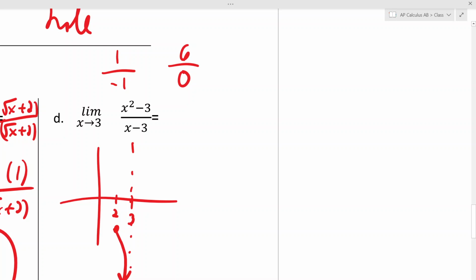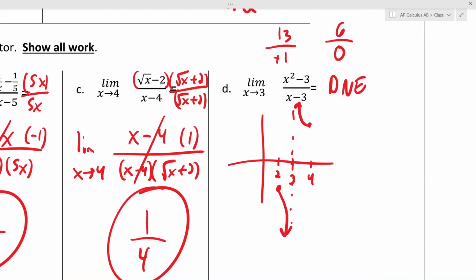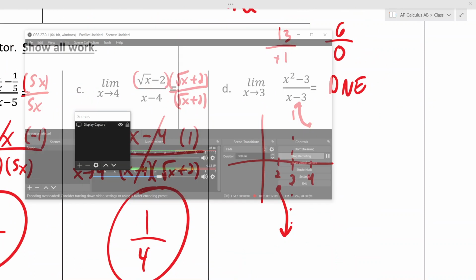Cool. When you plug in 4, look how good we are. You get 16 minus 3. That's 13 over positive 1. That's 13. That's up here. That means this side's doing this. This is B and E. Ta-da! Letter C. Okay, let's shut this down.